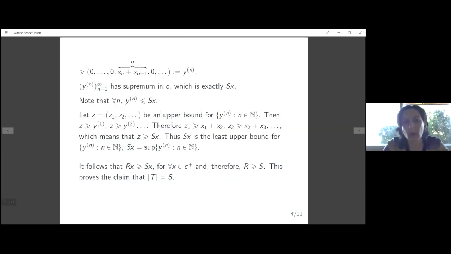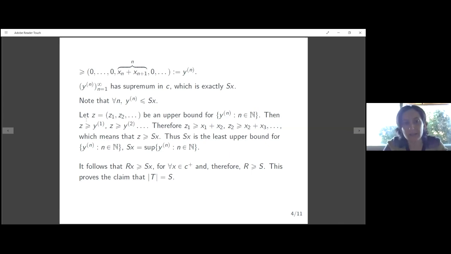And the set of yn's: first of all, Sx was defined to be the vector with coordinates x1 plus x2, x2 plus x3, etc. This Sx is an upper bound for the set of all these yn's. But we want to see that Sx is the supremum of the yn's. What we do is we just take another upper bound for the set of yn's.